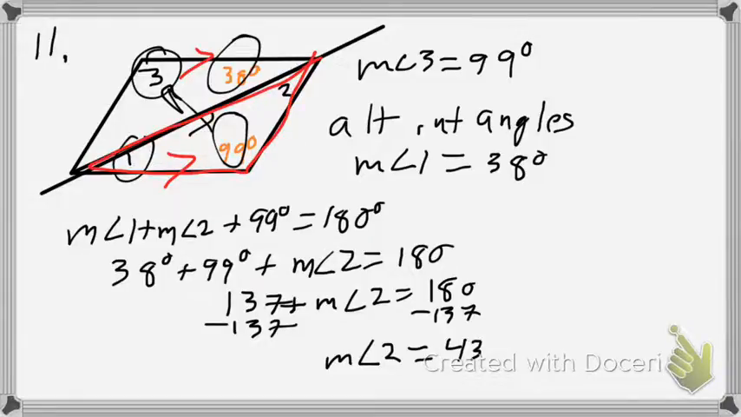The other way to do this would be to understand that these two sets of consecutive angles right there that I just circled are also supplementary. What does that mean? Supplementary means that they add up to 180 degrees. Okay, moving on, number 12.